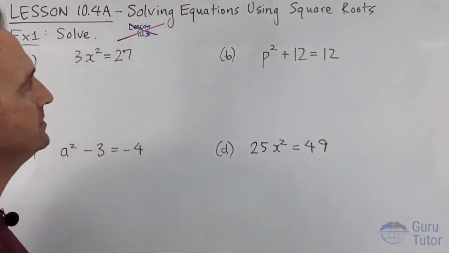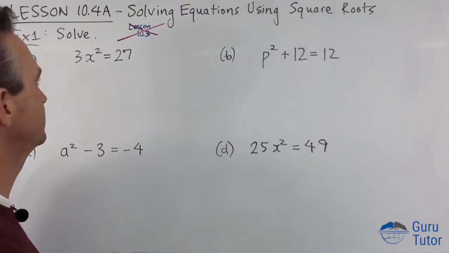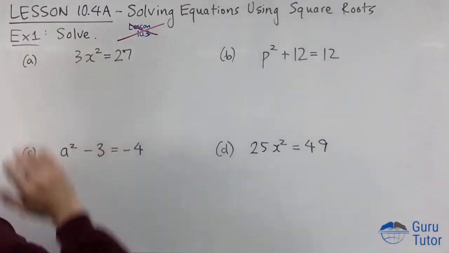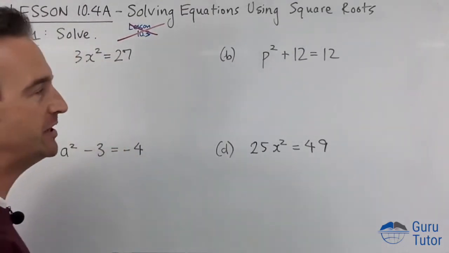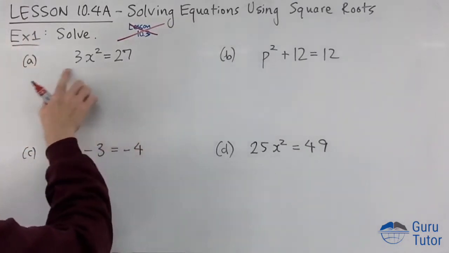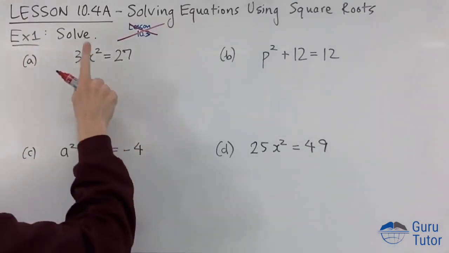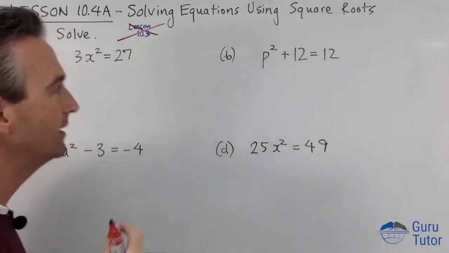We're going to solve equations by using square roots. So let's start off with this one. This is going to be different to chapter 9. If this was chapter 9, we've already done these questions, haven't we? How did we do this question in chapter 9? This is how we did it.